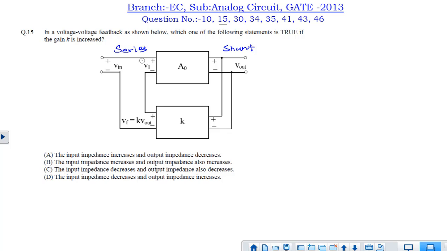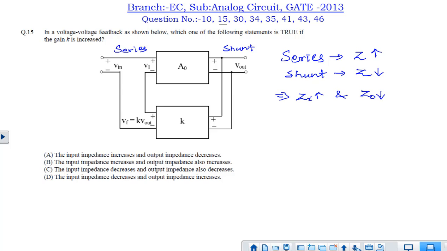So the input is series configuration and the output is shunt configuration. We can always remember that series configuration means the impedance will increase, and shunt configuration means the impedance will decrease. At the input, as it is in series configuration, the input impedance is increasing and the output impedance is decreasing. Among the options, the input impedance is increasing and the output impedance is decreasing, so A is the correct answer.